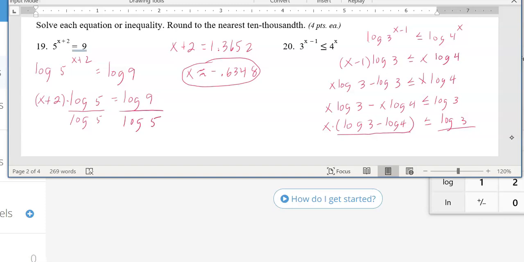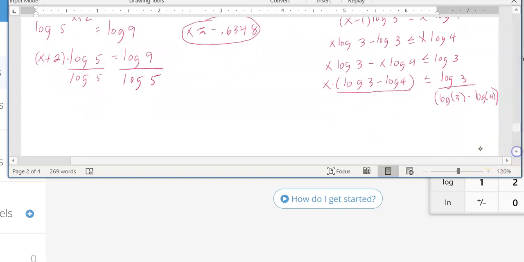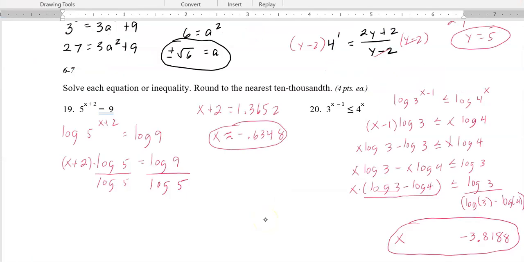So in your calculator, you're going to divide log 3 by, and you make sure you put this denominator in parentheses. It'll look like this: log 3 minus log 4. And let me pull up my calculator. So hopefully with your calculator you were able to get negative 3.8188.